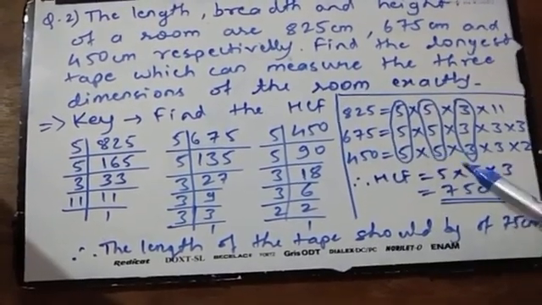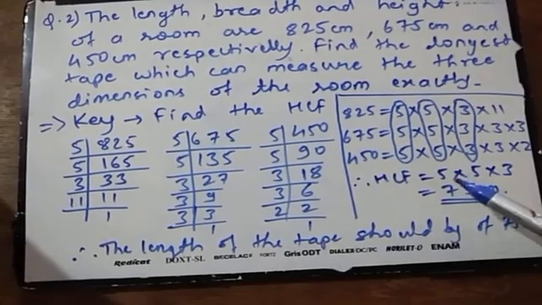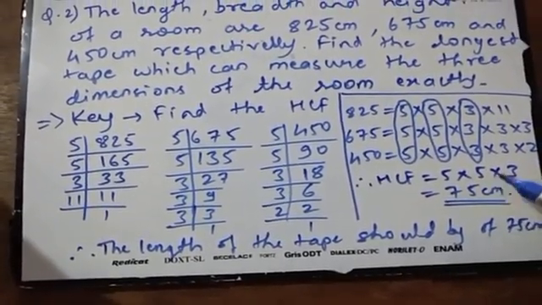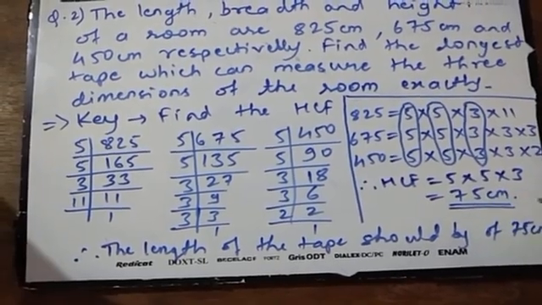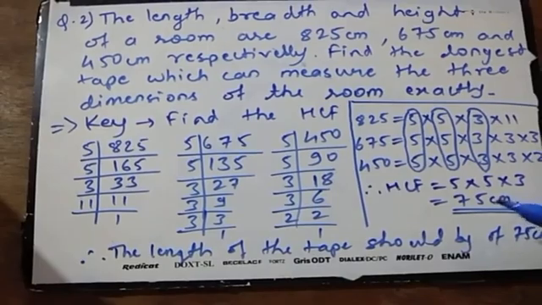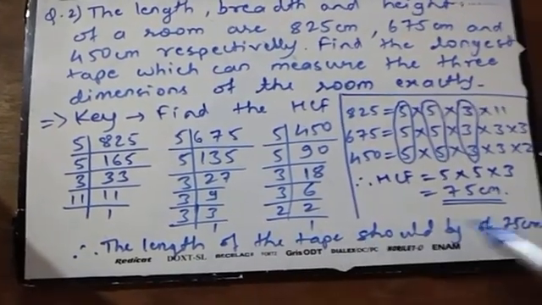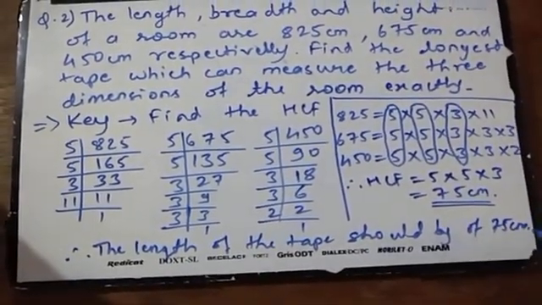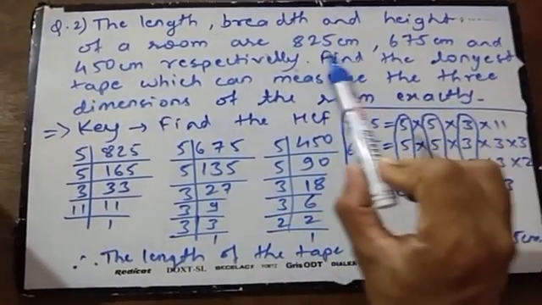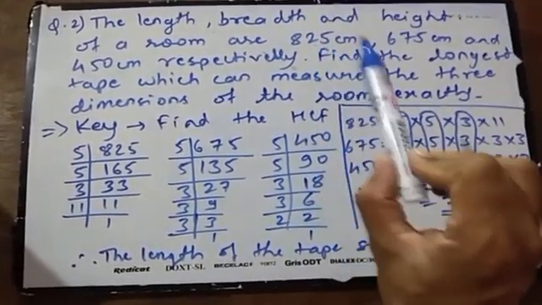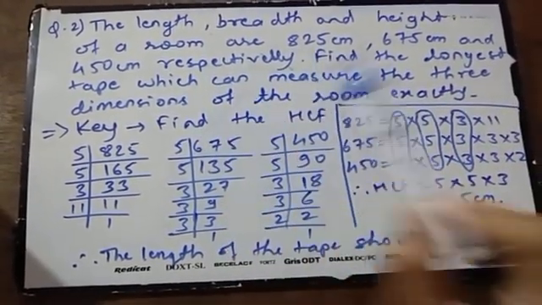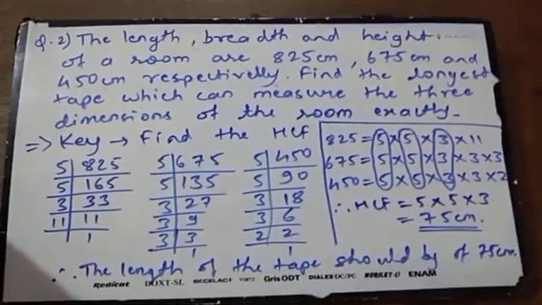So I got three numbers here, 5, 5 and 3. Then multiply them. What answer will we get? 75. 5 5s are 25, 25 3s are 75 centimeter, and 75 centimeter is the HCF, and this is the measurement of that tape. Therefore the length of the tape should be 75 centimeter. Then only that tape can measure all these dimensions, 825 centimeter, 675 centimeter and 450 centimeter, an exact number of times.